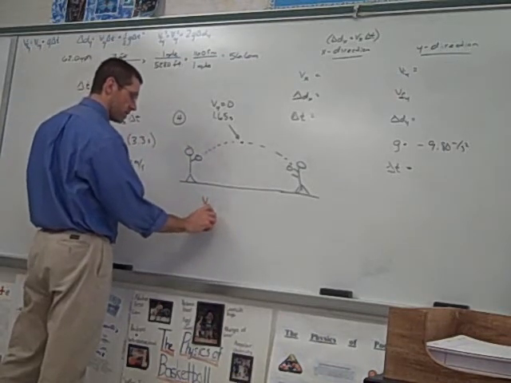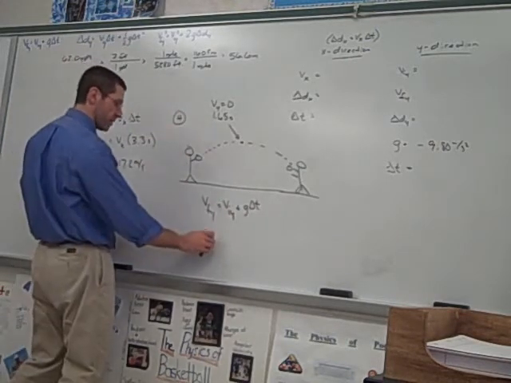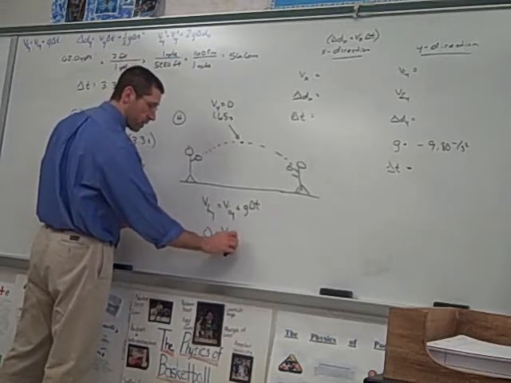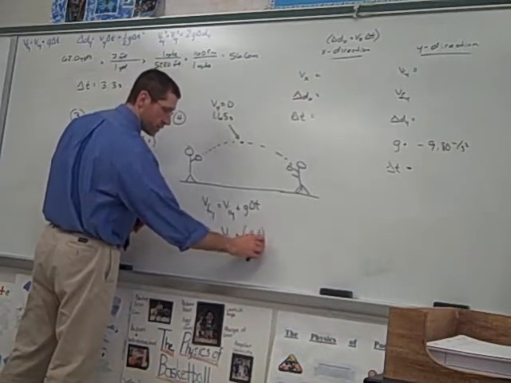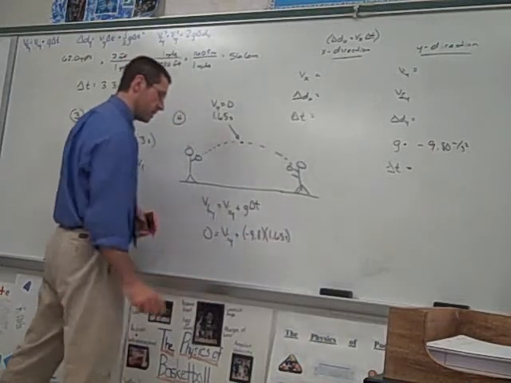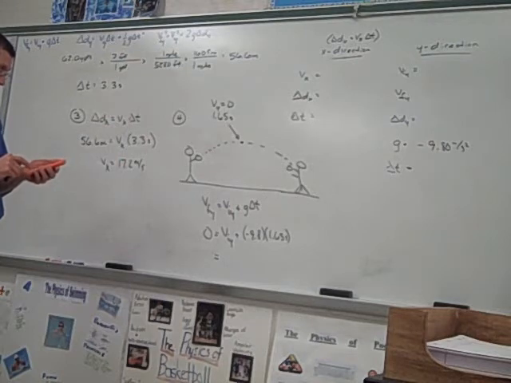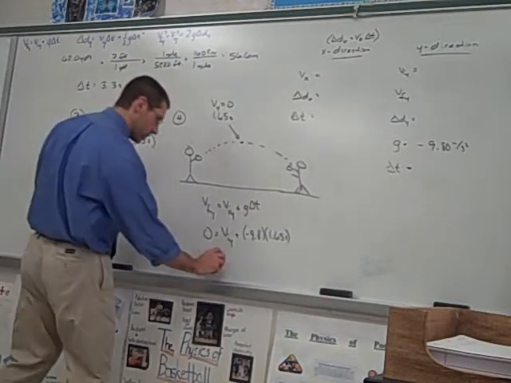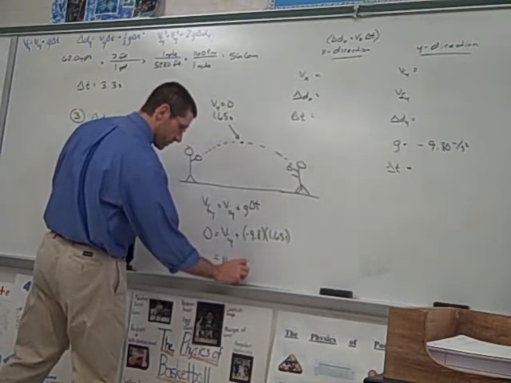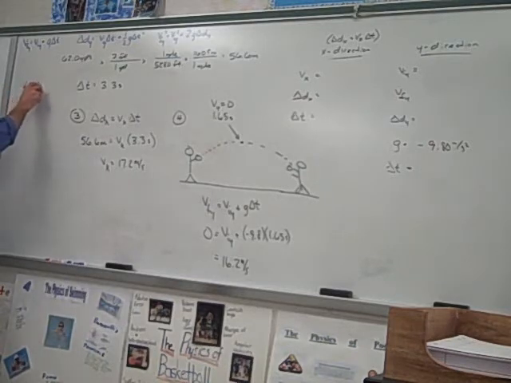So use the first equation. Now Vy is 0, so we'll make it 0 there, equals VIY plus G, and then the time at that point is half, so 1.65 seconds. So now you calculate VIY, so you got 9.8 times 1.65, 16.2 meters per second. So the Vx is 17.2. Write these here, and the VIY is 16.2 meters per second.